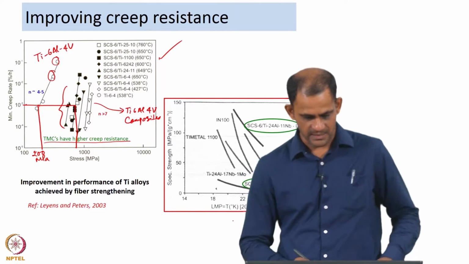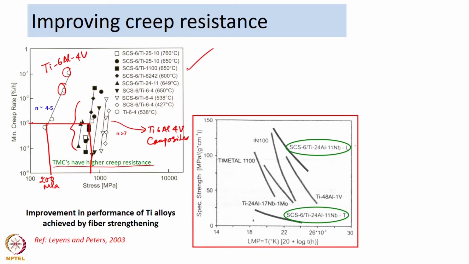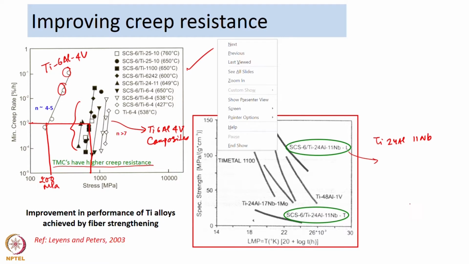Let us also look at another example. Here you have silicon carbide fibers reinforced titanium 24 aluminum 11 niobium alloy, and in one case they tested the samples longitudinally, along the length of the fibers, and in another case they tested the sample perpendicular to the fibers. So, you have L and T. Now, what you see is the samples tested along the length of the fibers for the same Larsen-Miller parameter, let us say a Larsen-Miller parameter of 24, or let us look at these alloys.